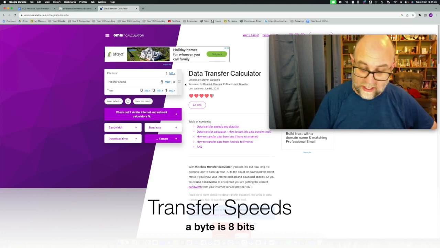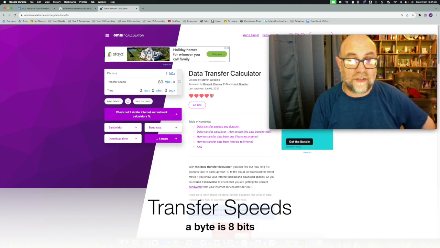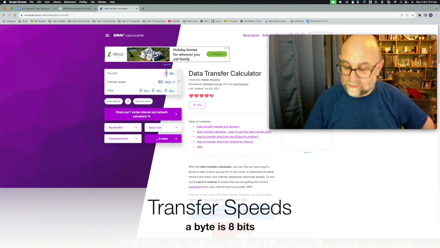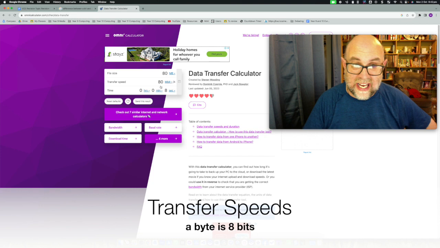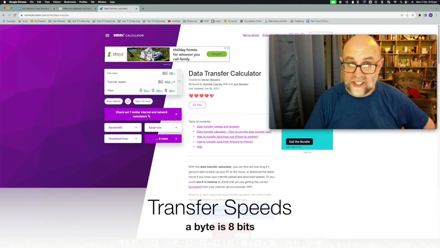Okay, well, let's try that a different way. Let's say I've got a transfer of 80 megabits per second, and I'm moving 80 megabytes. Well, once again, if we divide that by 8, then we've got 10 megabytes. And since I've got 80 of them in total, that's going to take 8 seconds.